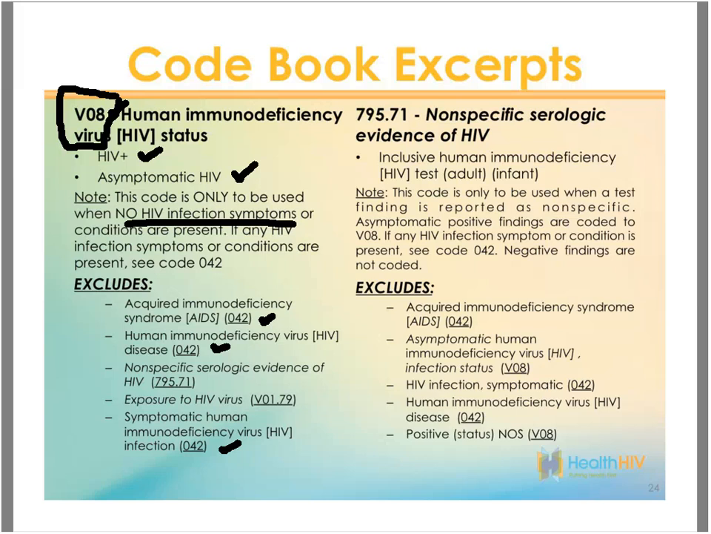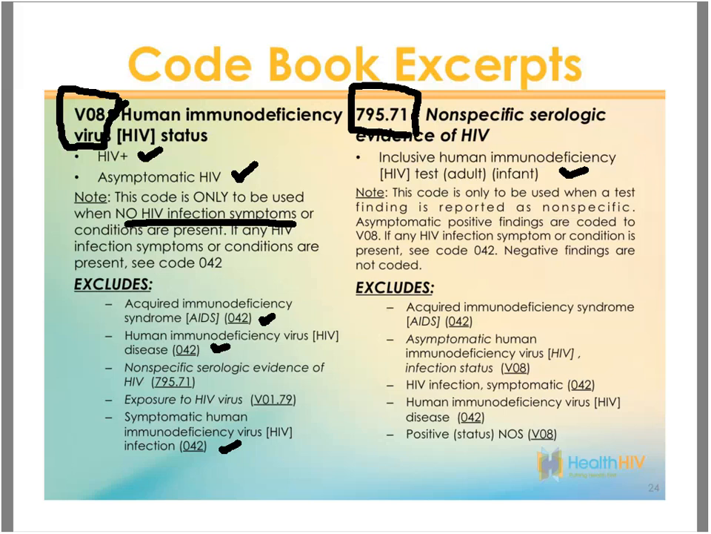The next code that we added to the slide from the code book is nonspecific serologic evidence of HIV, and a pseudonym for this is inconclusive HIV test in adults and in infants. So if the test is performed and it's inconclusive, the final diagnosis that a coder is going to pick up is 795.71. And again, here's a note that's pulled right from the code book.